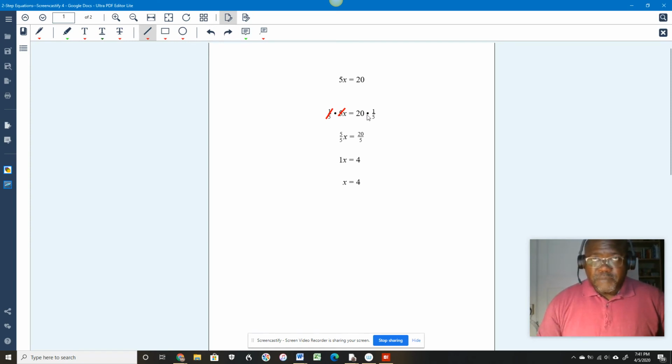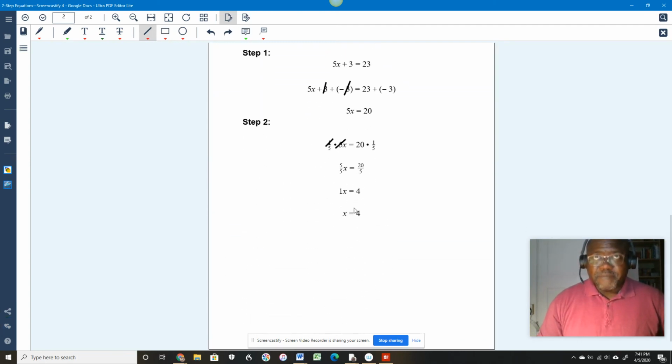Now over here, though, if we multiply 20 by 1/5, that gives us 20/5. 20/5 simplifies to 4. And since any number multiplied by 1 is that number, we can just get rid of the 1x. And that leaves us with x equals 4. We now have our answer, and we have reached the end of step 2.